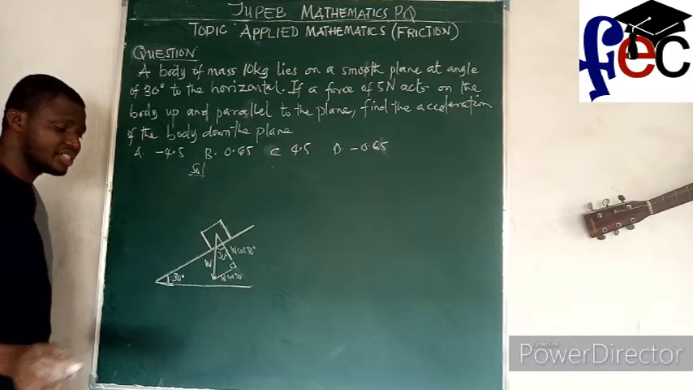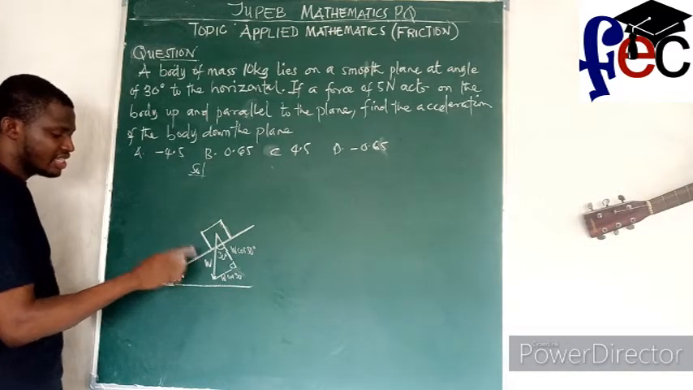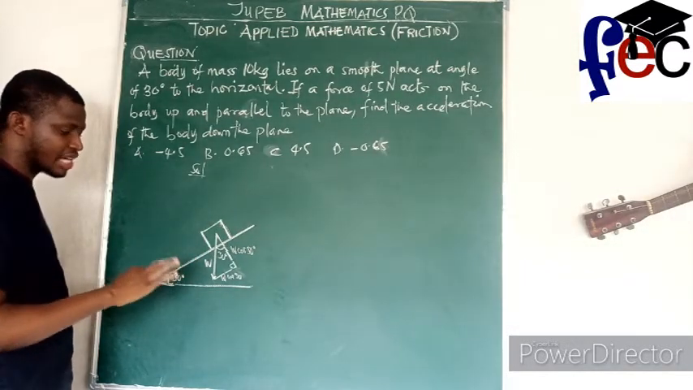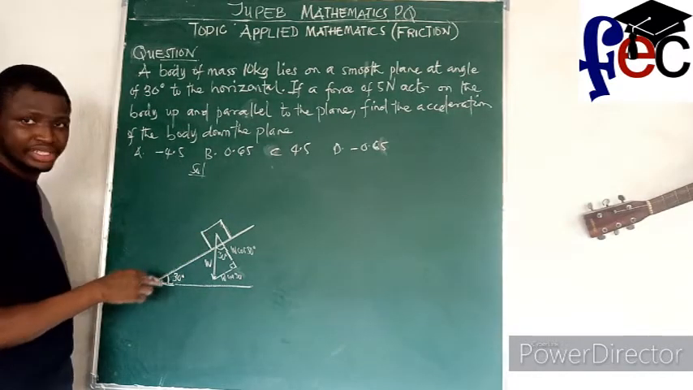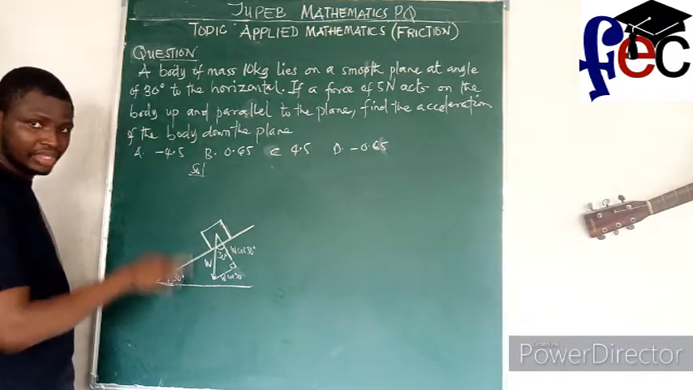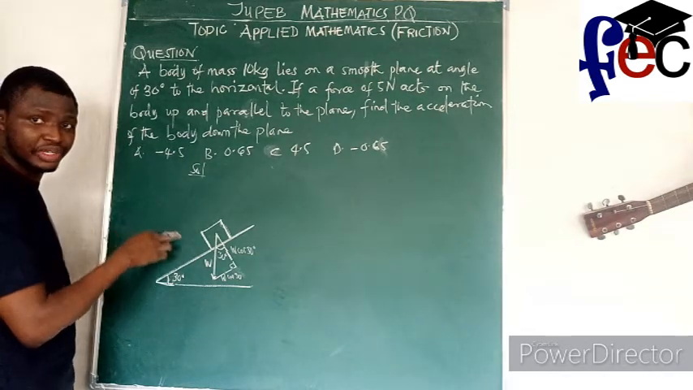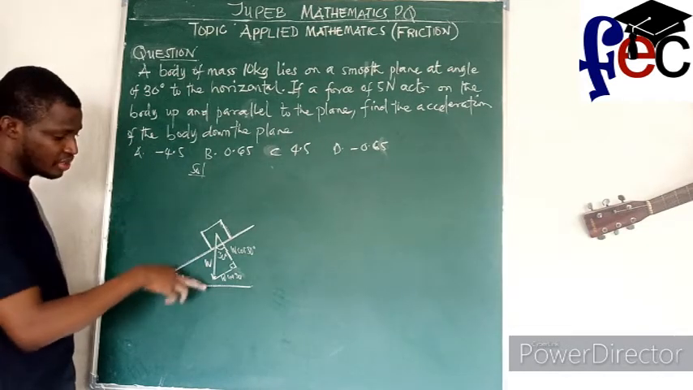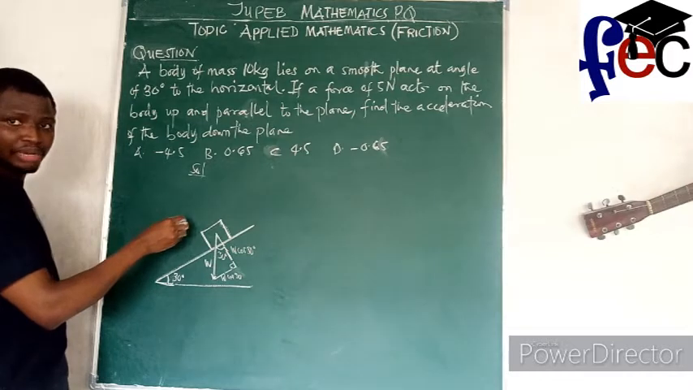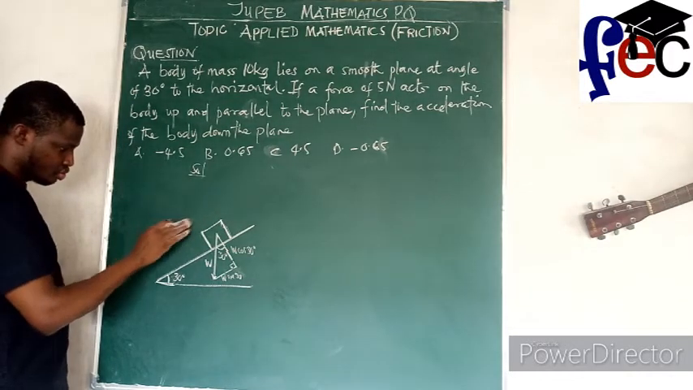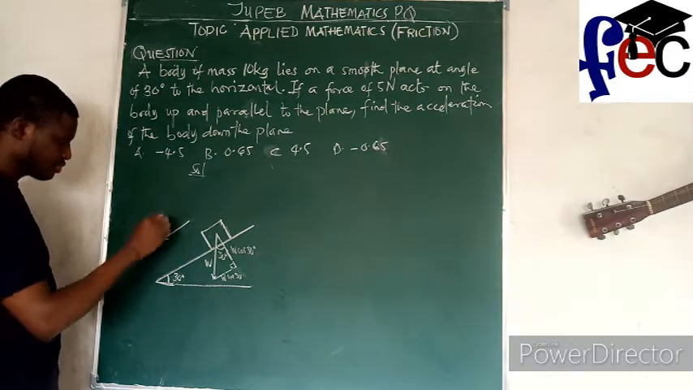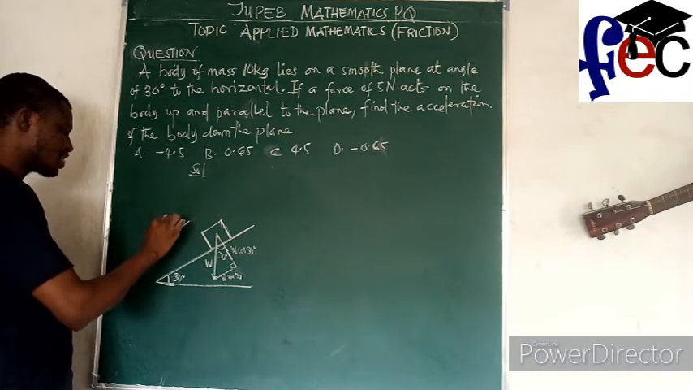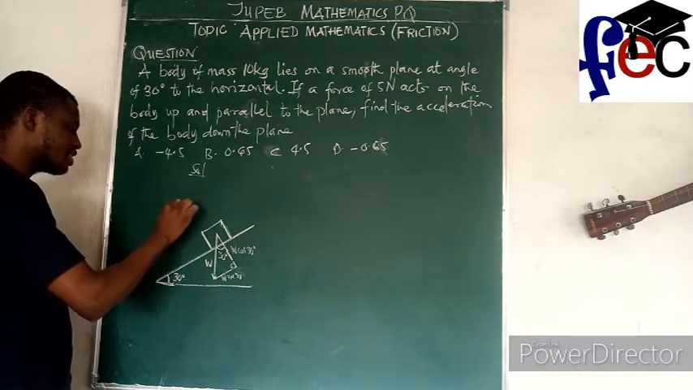We have established that there's a hidden force that has a tendency of making this body slide down the plane, and the force that is responsible for that is the component of the weight along the plane, which is W sine theta. I'm going to use an arrow to show that force and the direction. So this is W sine 30 degrees.